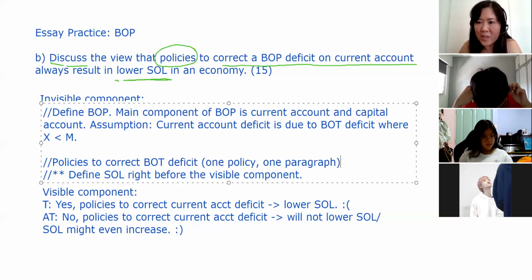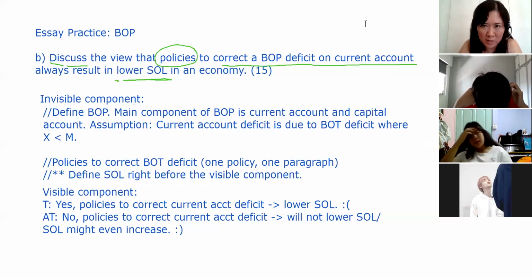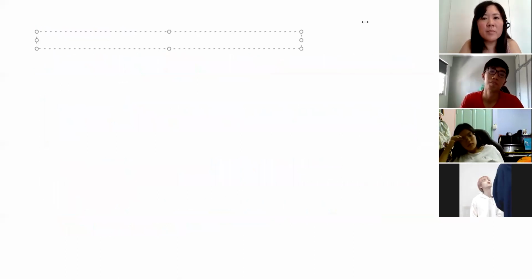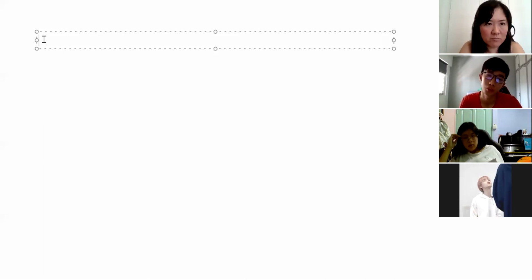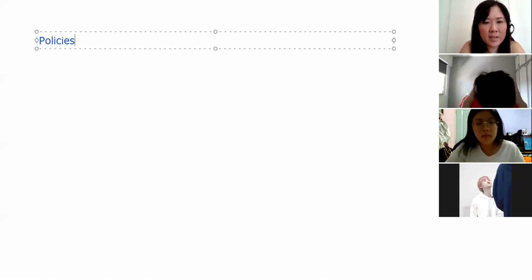Clear, guys? Okay. Now, what I'm going to do is move on to the next slide, and then we will start generating the policies while working backwards. Okay, while working backwards. So I'll just clear this. Lower SOL, okay. So can we have the policies, please?